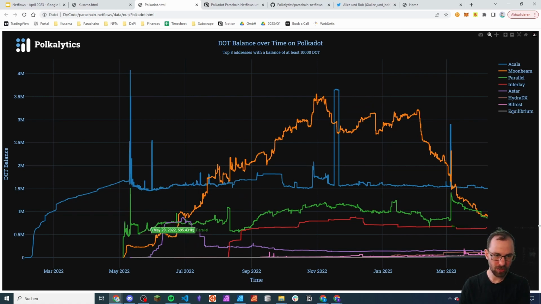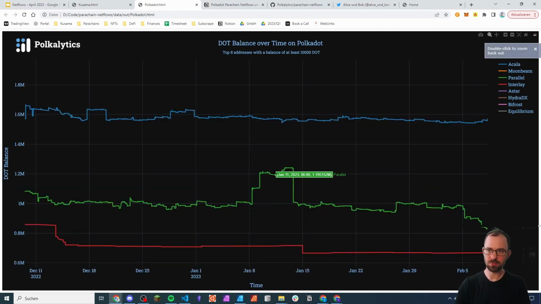Okay, we're going to Parallel. Parallel has a lot of movement up and down here, but it's also basically ranging between 500,000 DOT and 1.2 million DOT here, with a few up and down movements. And now one commonality that you can see here is this triple spike of Acala, Moonbeam, and Parallel spiking at about the same time. So this could also be a signal of a bigger investor, a whale, moving in, buying tokens or going into these ecosystems.